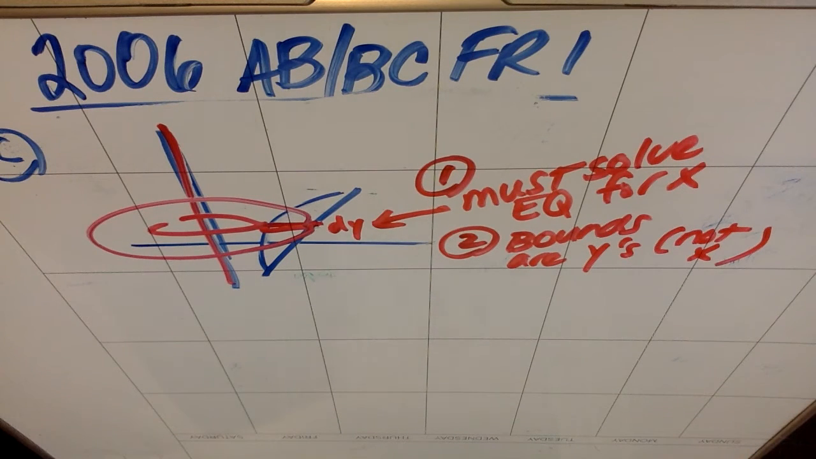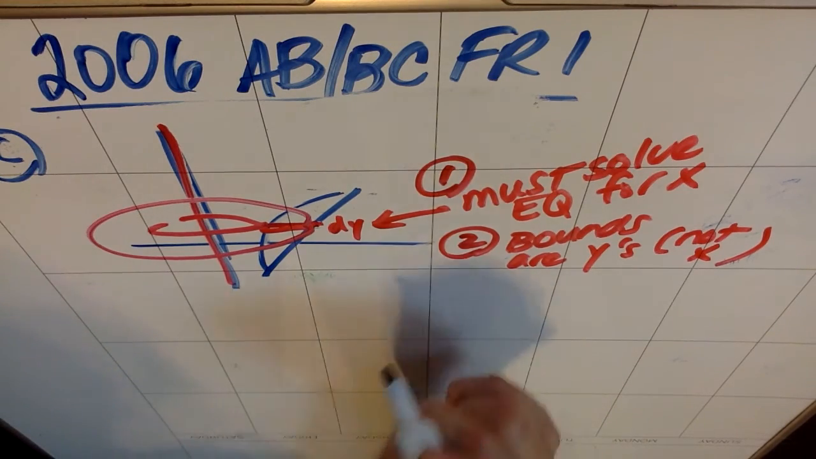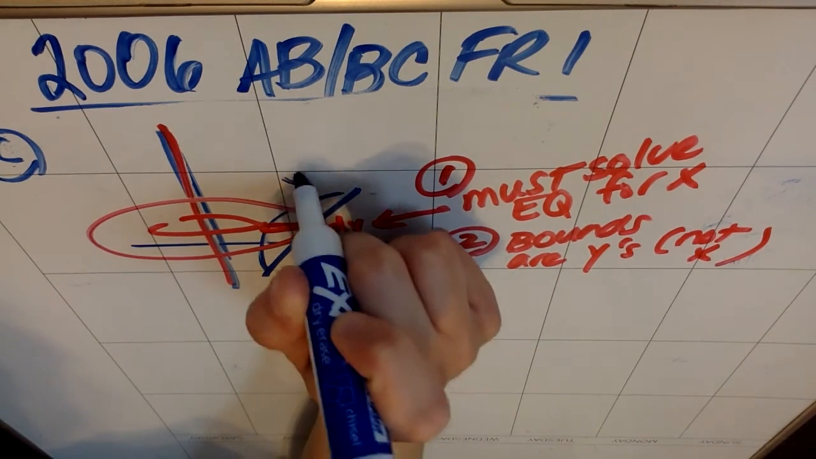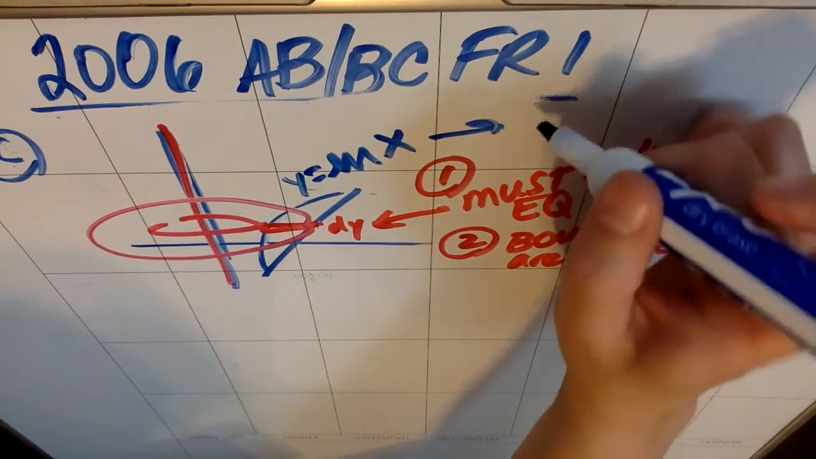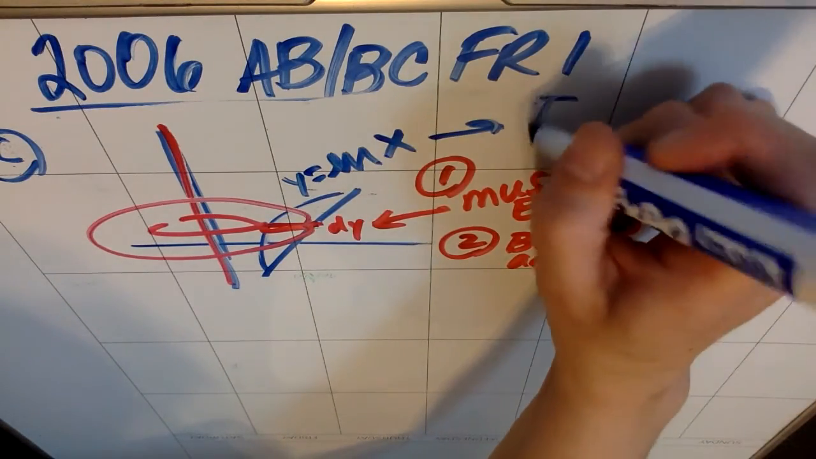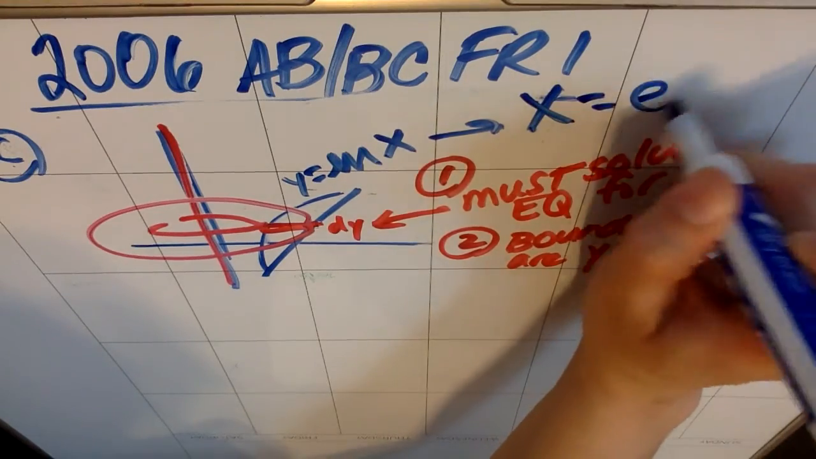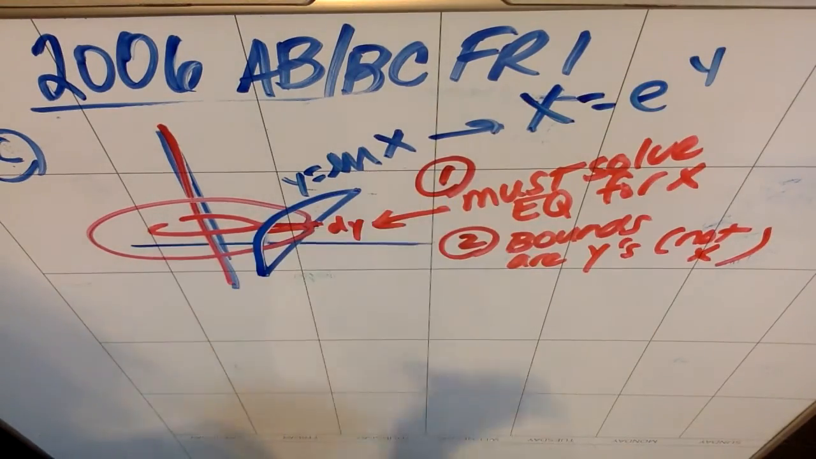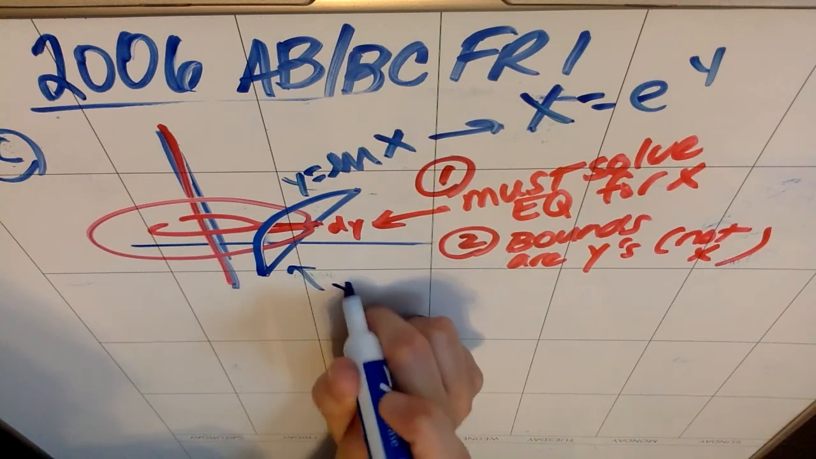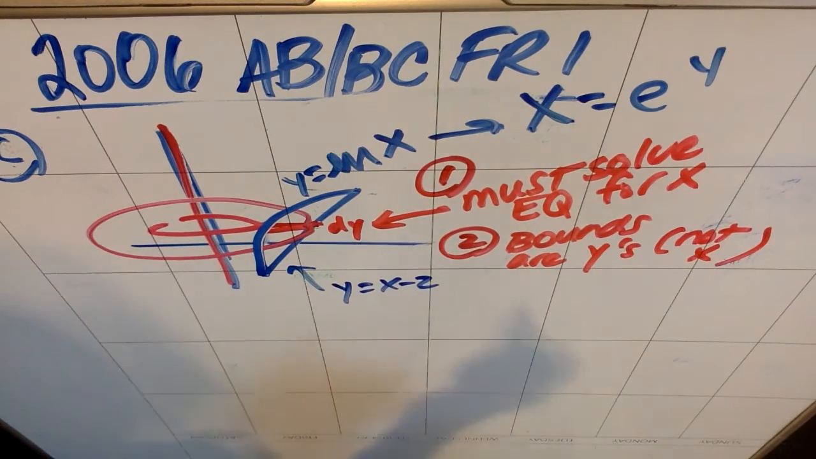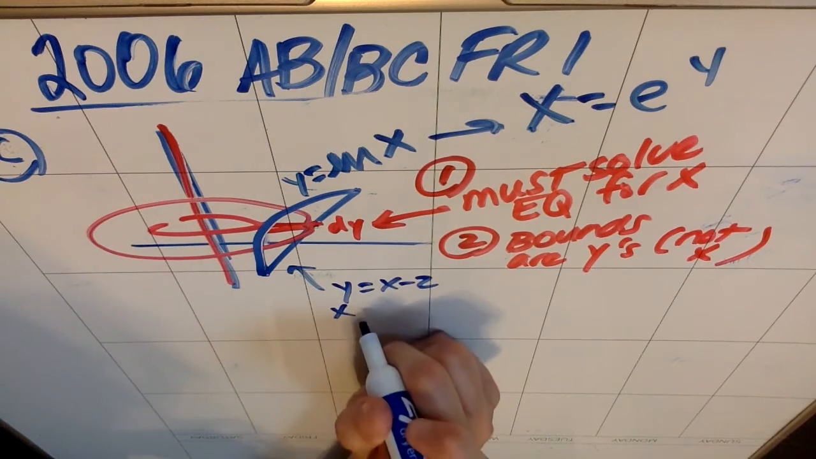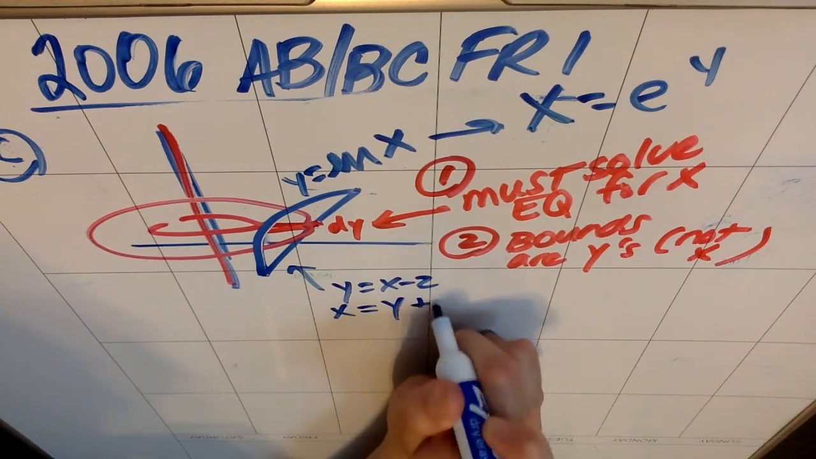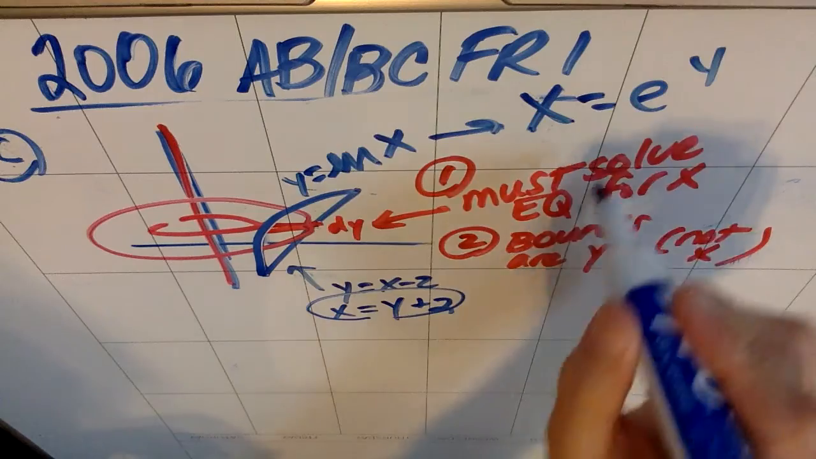So let's start with our two equations. This equation was y equals natural log of x. So if I solve the first equation for x, I'm going to exponentiate and get that x equals e to the y. So this equation is x equals e to the y. This equation was y equals x minus 2. If I solve for x, I would probably suggest just adding the 2 over. So x is going to equal y plus 2. Great. So those are my two new equations.